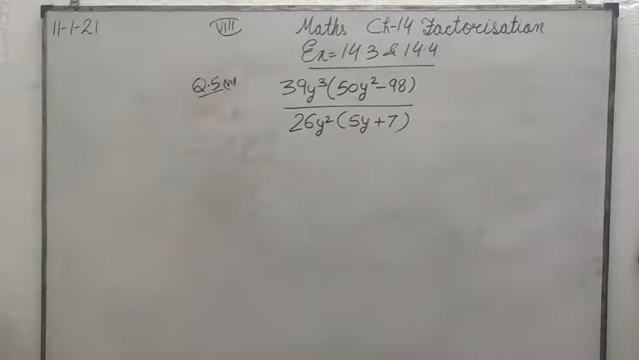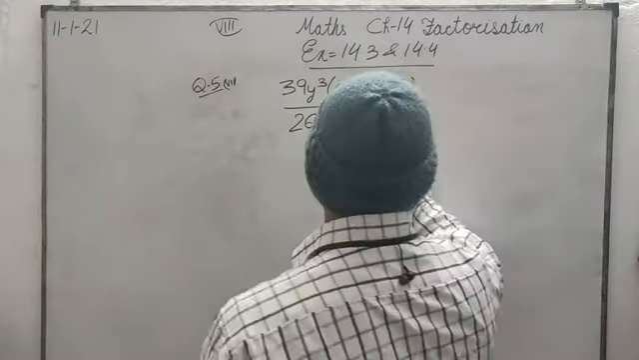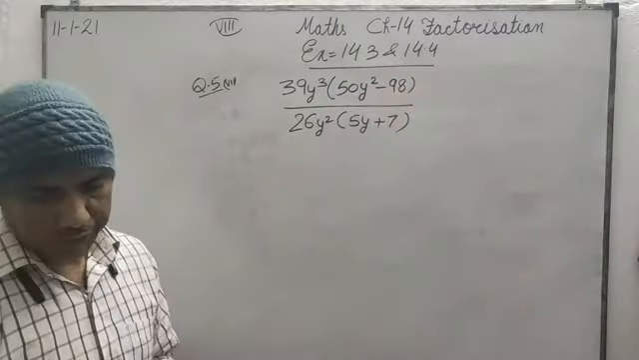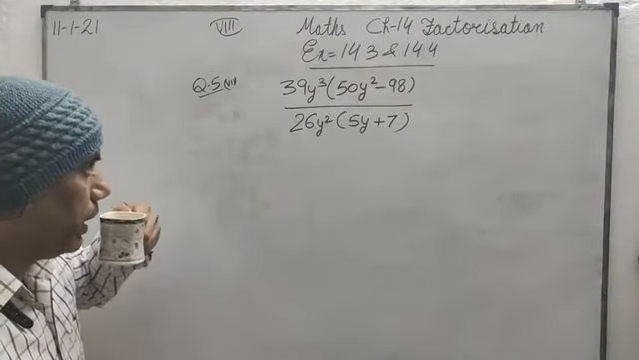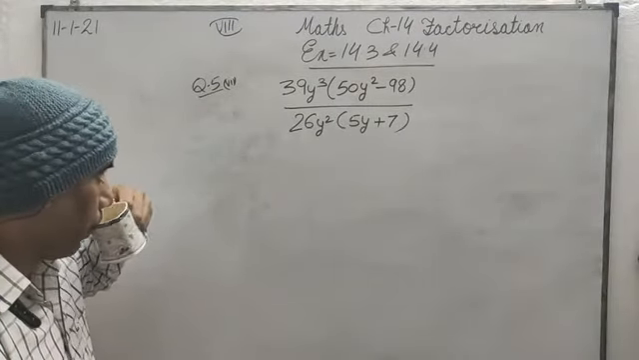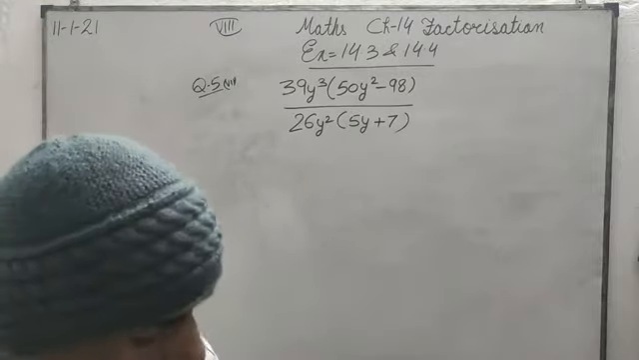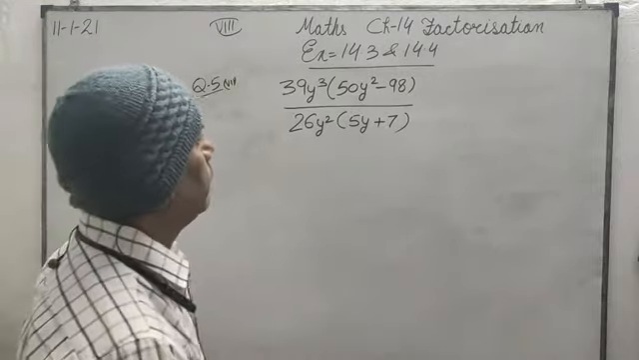So, what you will do, first of all, you will see what identity can be applied here. And you can see that 50 is not a square of anything, and neither is 98 a square of anything. So, to factorize it, we need something special.